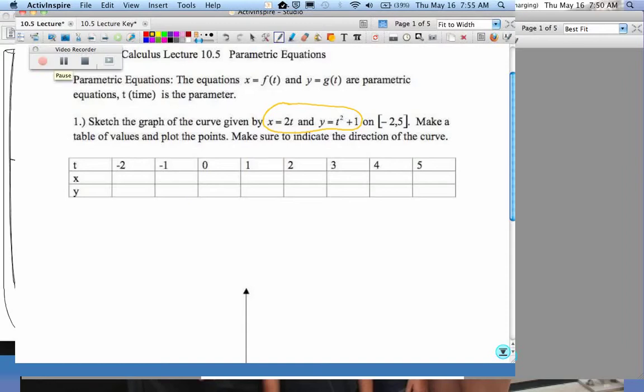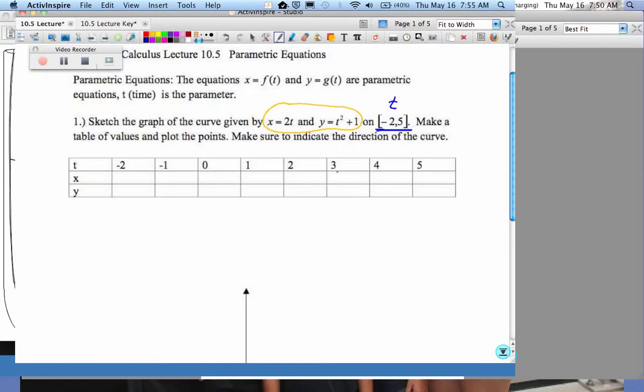So, a lot of times too, they may give us a range of values to look at for our t, which will be our input. So all we're going to do is take the input from -2 to 5, plug it into the x equation, plug it into the y equation.